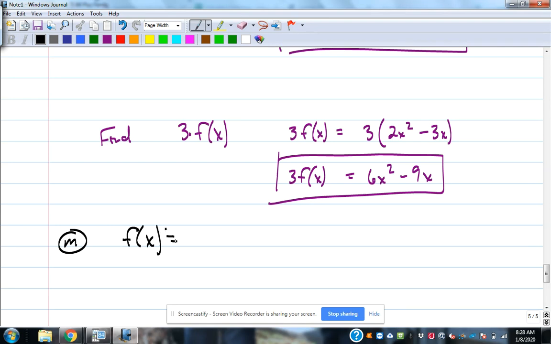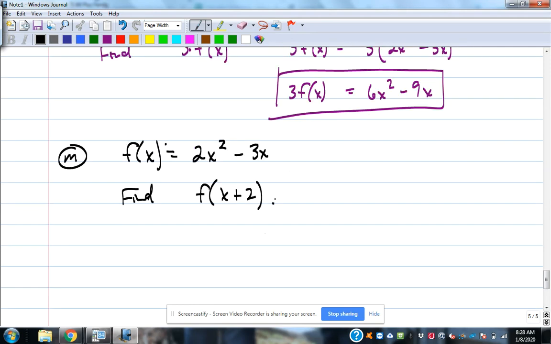Let's do a good Algebra 1 kind of problem here. Find f of x plus 2. That's a good Algebra 1 problem. So are we plugging something in for x this time, or just manipulating the coefficients? I think we're plugging something in this time. So when we plug that in, be careful.